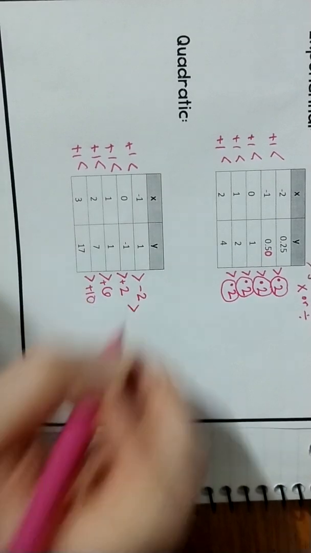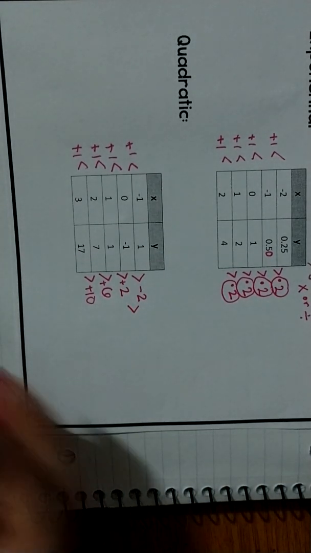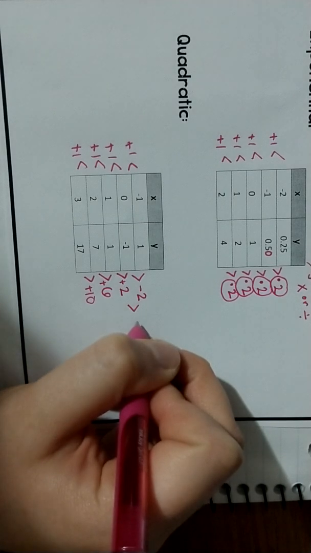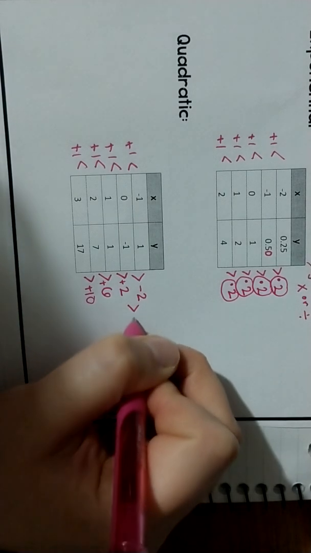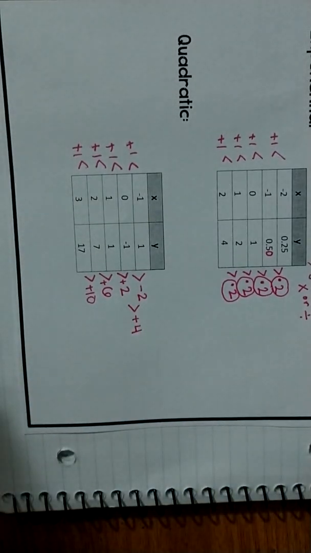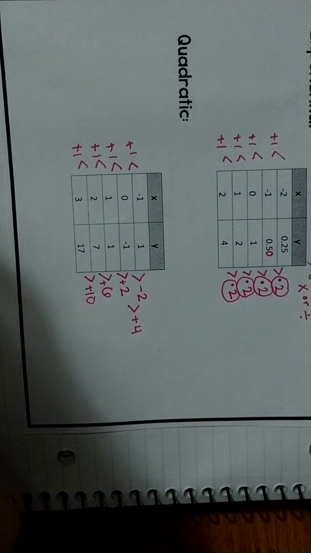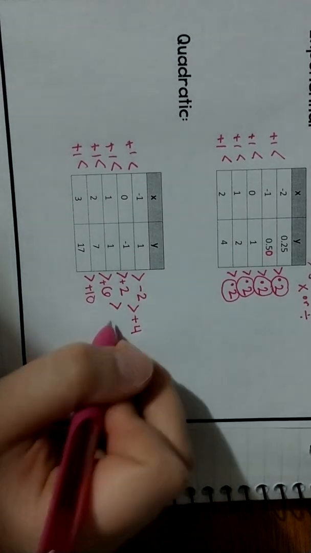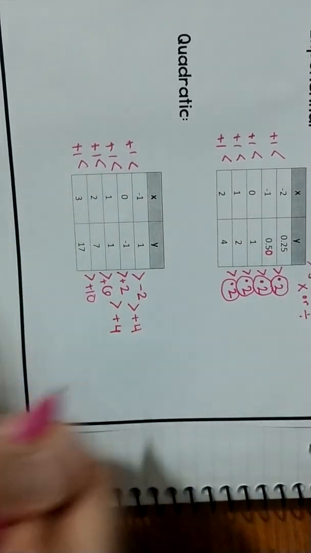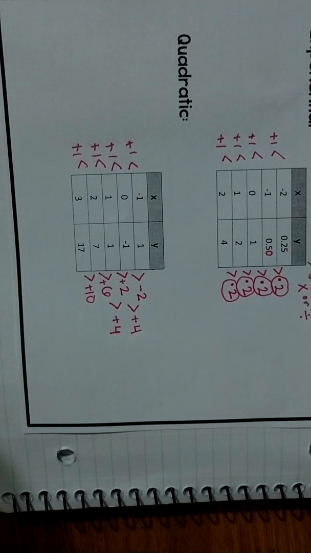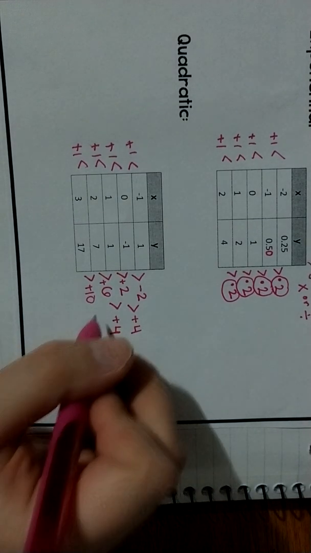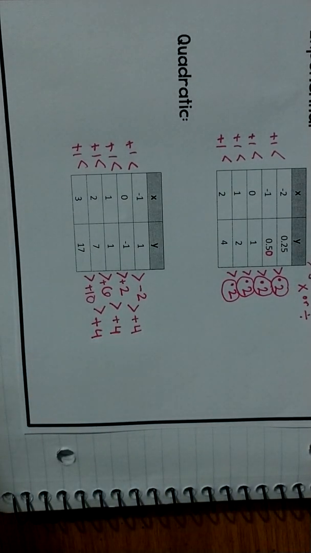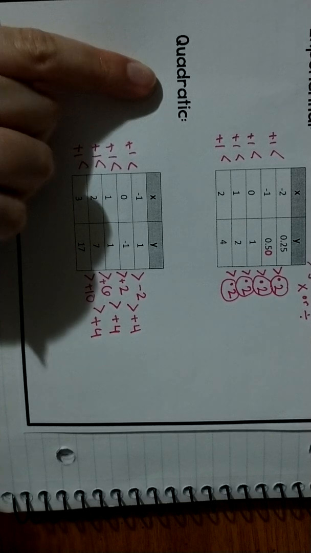What is the change between negative 2 and 2? So what do you add to negative 2 to get positive 2? Hopefully you thought, hey, 4. Now what do you do to 2 to get 6? Also 4. What do you do to 6 to get 10? I'm seeing a pattern here. That's also 4. So that's how to tell something is quadratic.